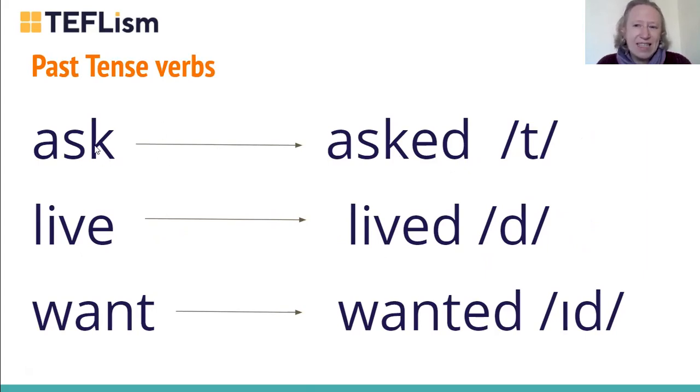So ask ends in an unvoiced consonant, so we use the unvoiced T sound. Live ends in a voiced sound, so we use the voiced D sound to make the past tense. Want ends in a T sound, so we can't add T and we can't add D, so we have to add an extra vowel and then add the D sound. So this one is wanted.